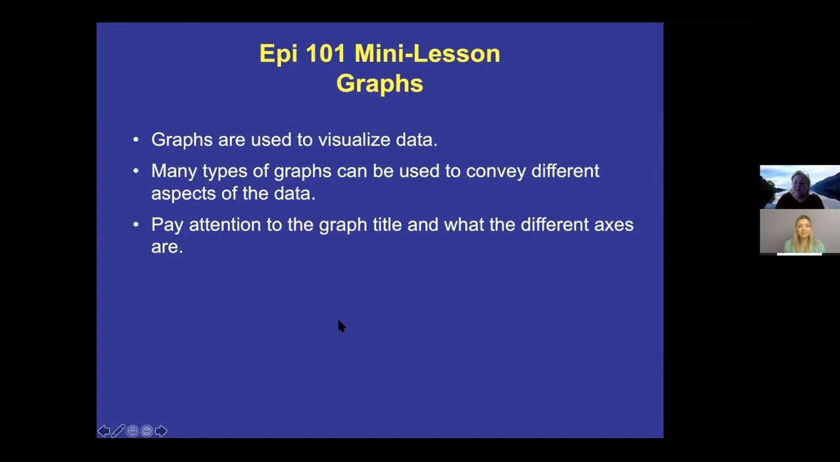So graphs are essentially used to visualize data, and there are many types of graphs that can be used to convey different aspects of the data or even the same aspects. You can use different types. I think the important thing is to pay attention to the graph title, like what is the graph actually of, and then look at the axes, the x-axis and the y-axis, and make sure you understand what it is that is being graphed. And I think that it's probably the best lesson on interpreting graphs.